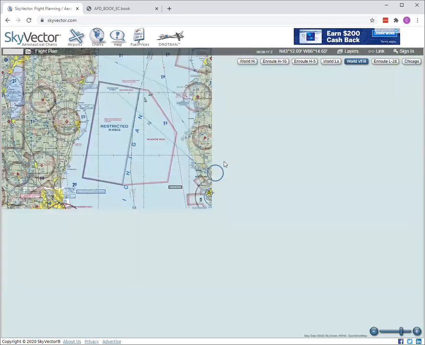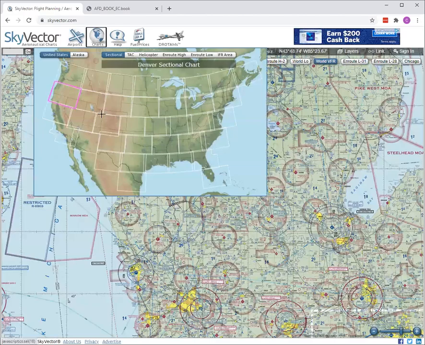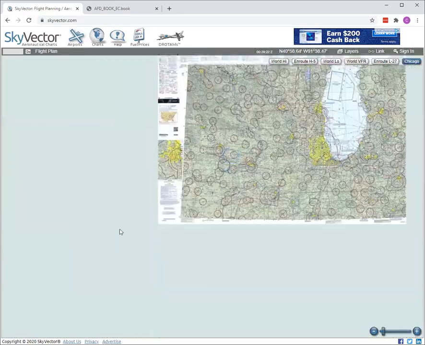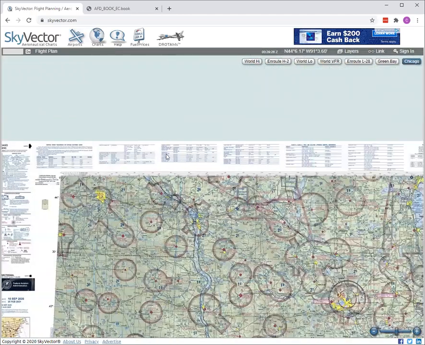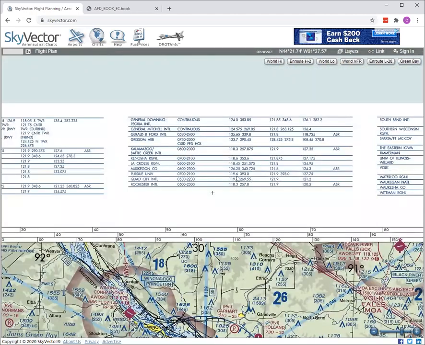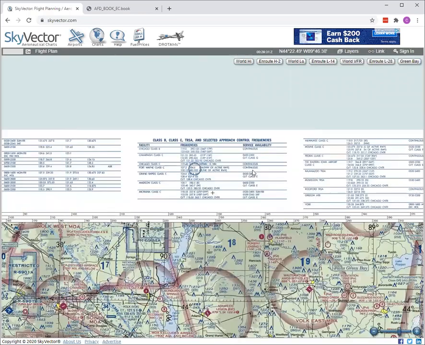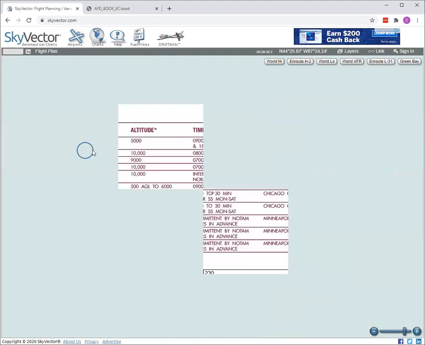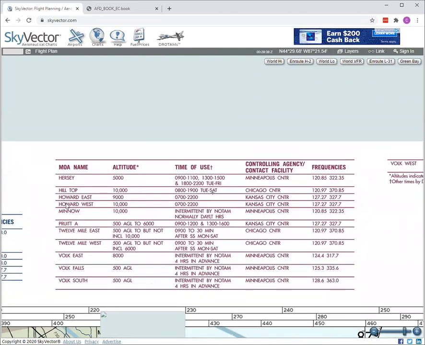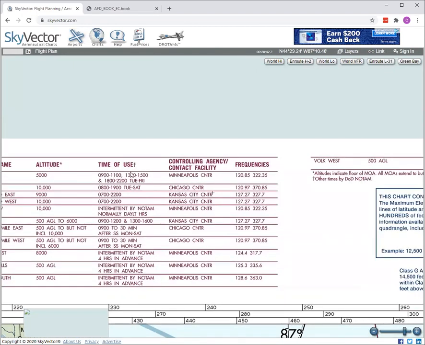And on a chart, you can look up the controlling agency for those MOAs. They're posted up on the top here somewhere. Here they are. So here you can see the controlling agency on the top of the sectional chart. So the Hershey MOA tells you some other information: the altitude, times of use, and the controlling center. So this is who you contact to see if it was active or not.